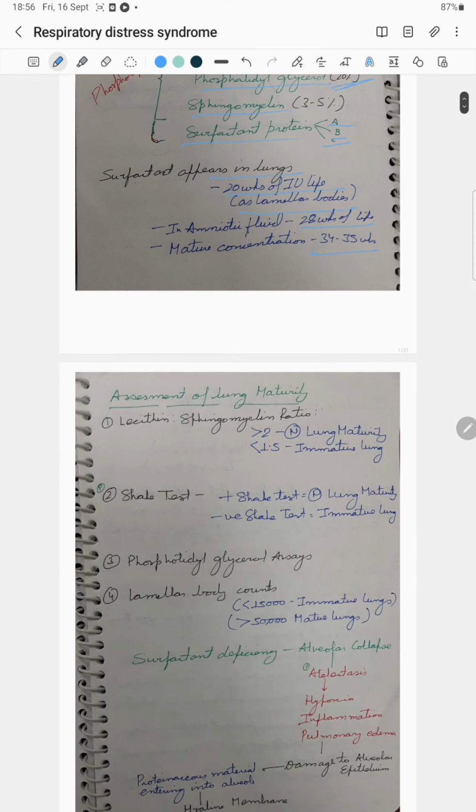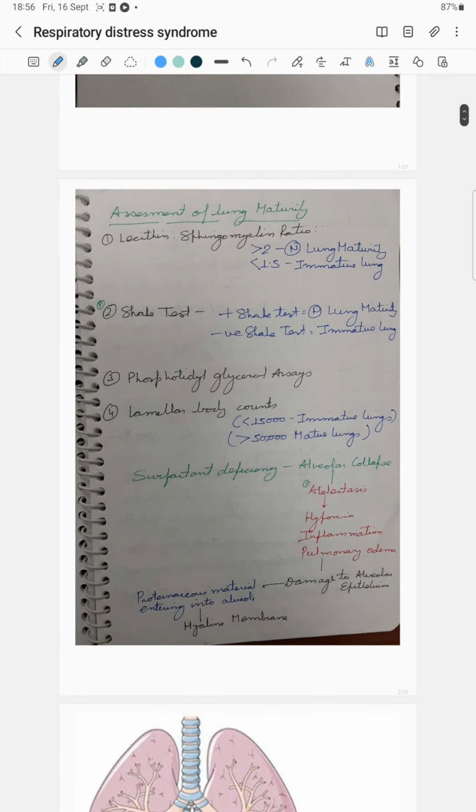Now, how will we assess lung maturity? On the basis of surfactant, we find the lecithin sphingomyelin ratio. If it is greater than 2, there is normal lung maturity. If it is less than 1.5, an immature lung is there. Secondly, we do the SEC test. A positive SEC test is normal lung maturity. A negative SEC test is an immature lung.